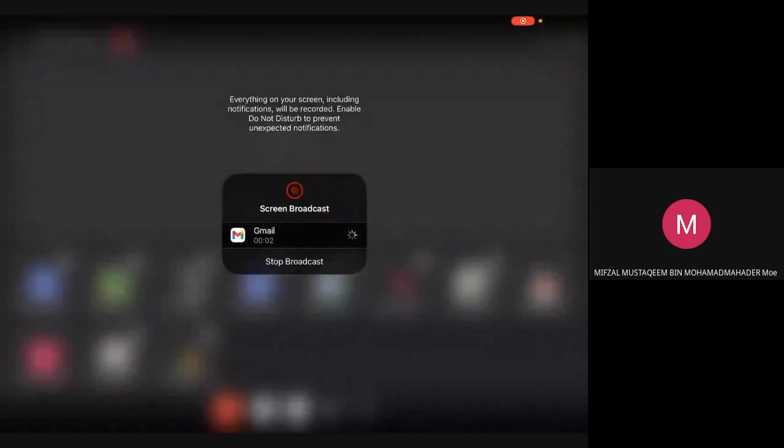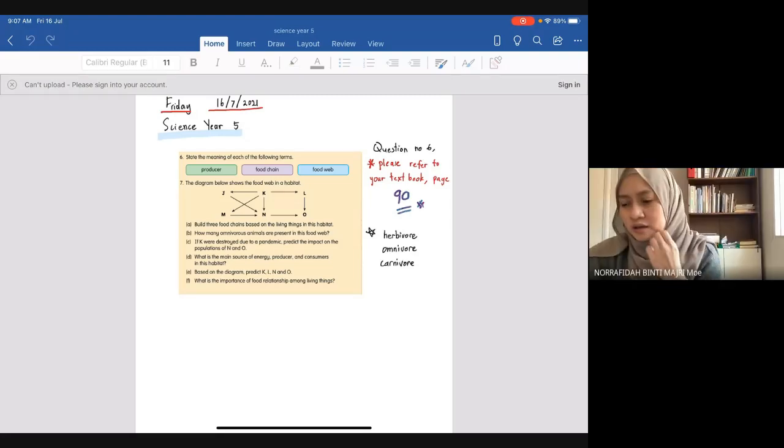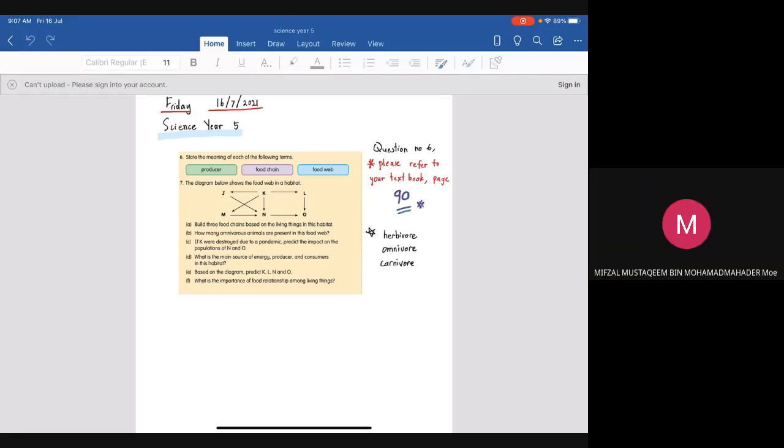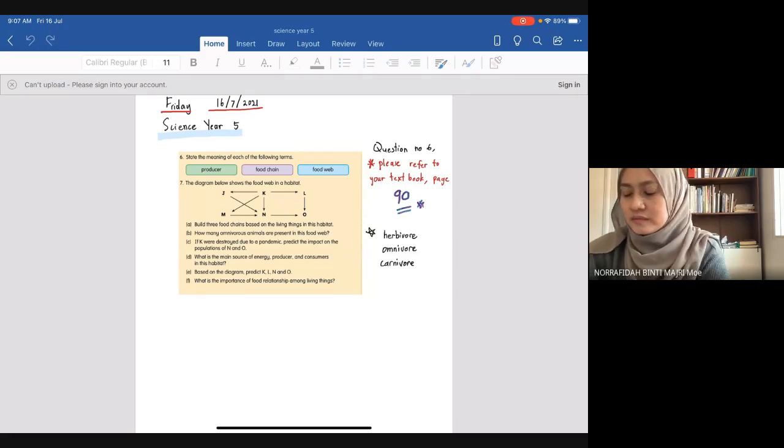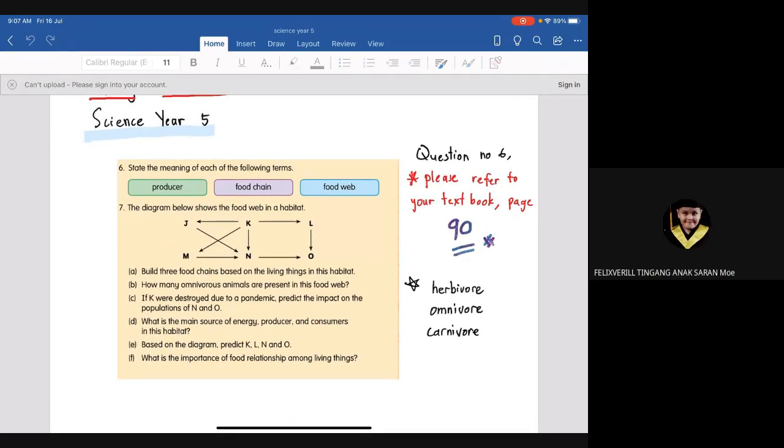Oh, okay, wait. I want to show you something. Get ready with your pencil so you can write down. Now, can you see this one? Yes. Okay, now listen carefully.